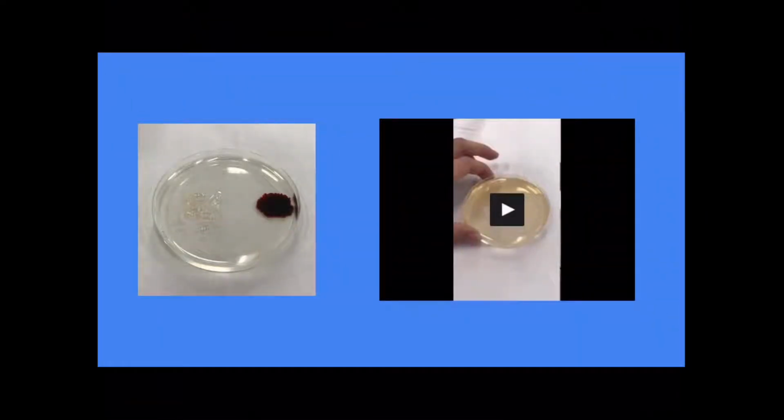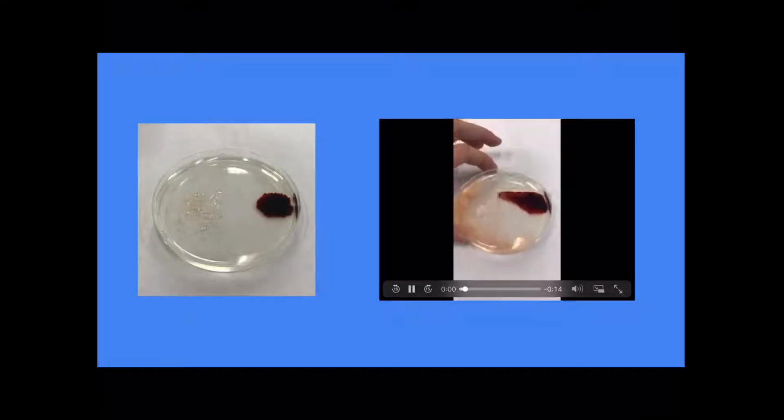On the left, 1 drop of iron nitrate is added to the side of the dish, and a small amount of potassium thiocyanate is added onto the other side of the dish. The video on the right shows the mixing of these 2 solutions, which then yields back to a clear solution.